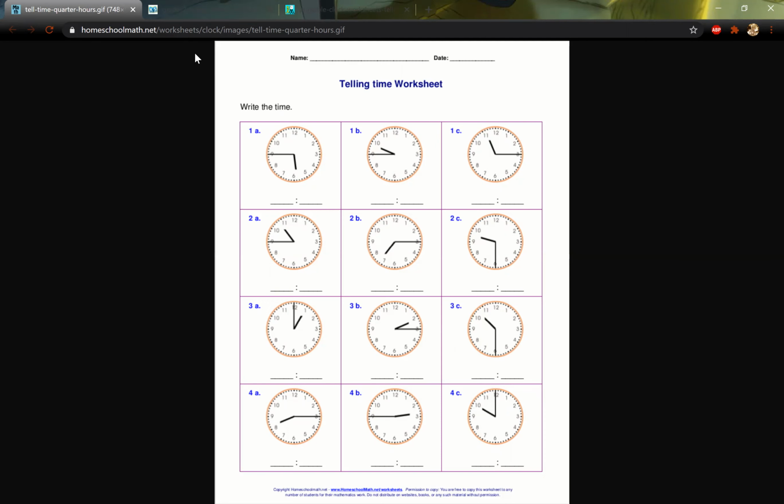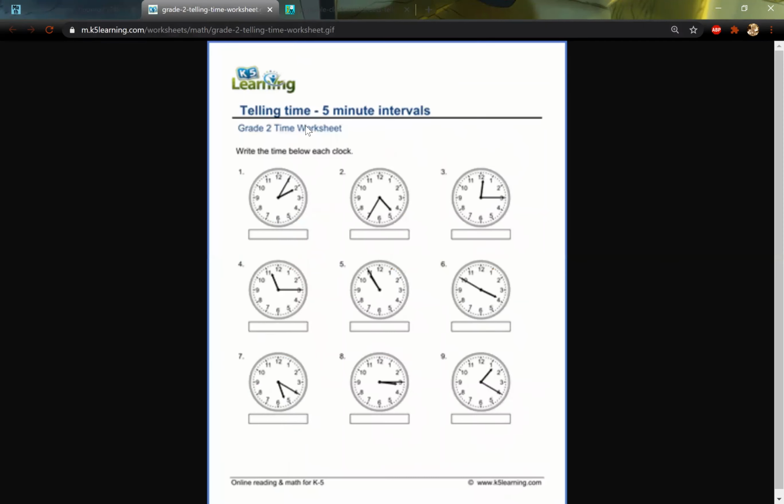So after looking at this easier worksheet, we then went on to this one where it was at various 5-minute intervals, everywhere from here, which would be 05, over here to 35.